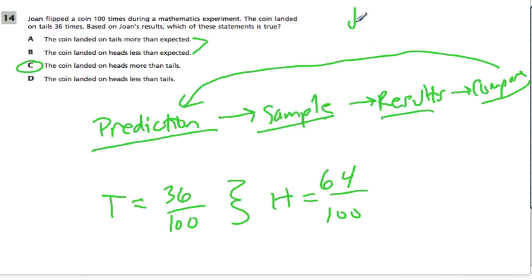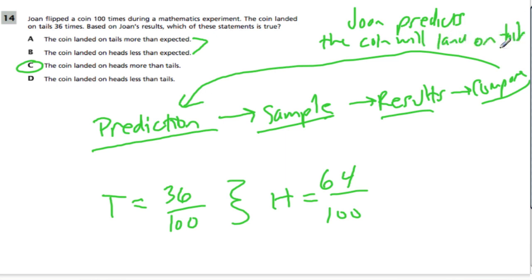For example, Joan predicts the coin will land on tails 25% of the time. So, and then I would say, well, the coin, in this case, if that was her prediction, the coin landed on tails more than she expected. And then you have to make a comparison between the prediction and the result. And that's the basic cycle right here.